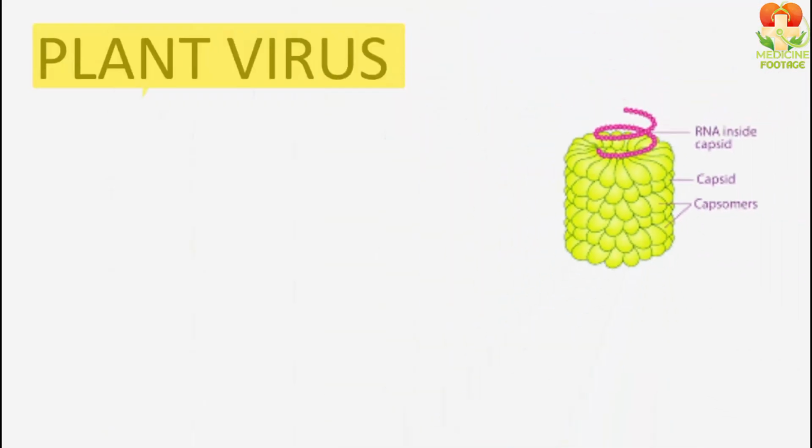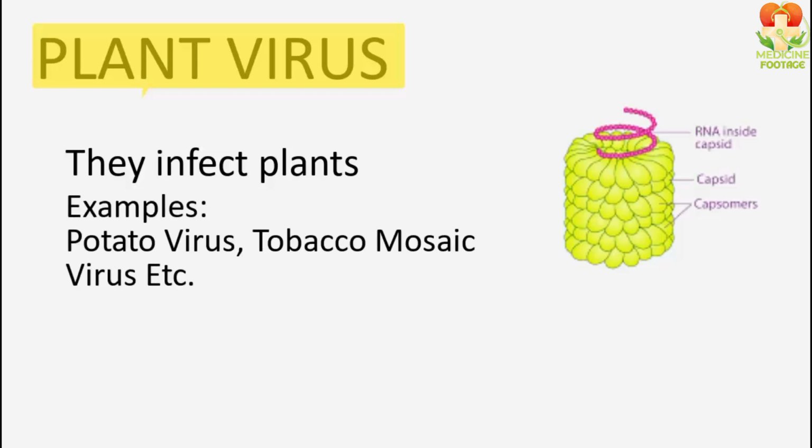The second type of virus are plant viruses. Plant viruses spread diseases in plants. If we talk about their examples, they are potato virus and tobacco mosaic virus.